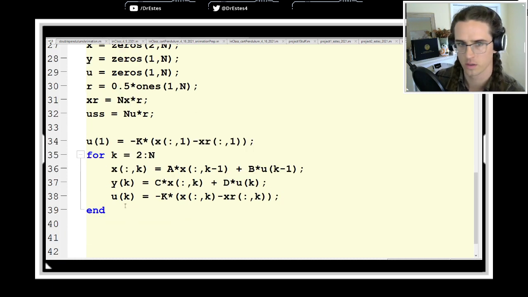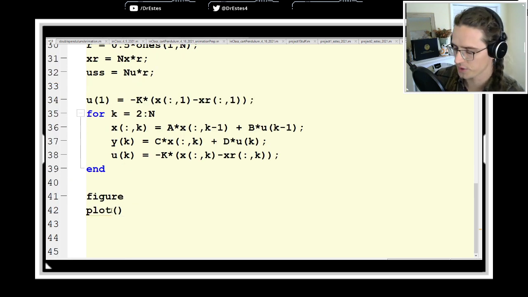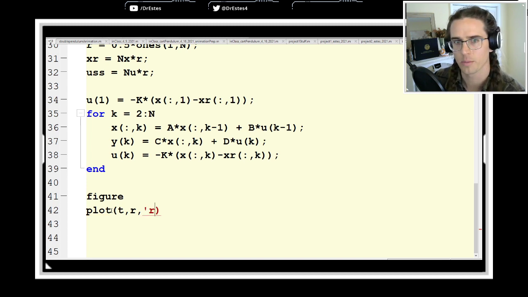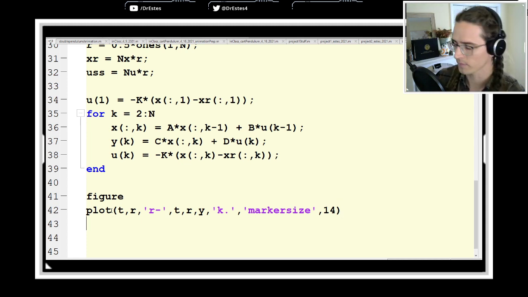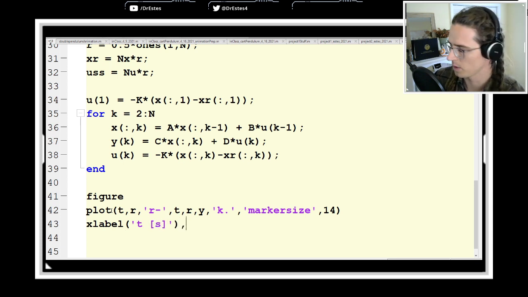Let's make a figure. First, let's plot the reference, and I'll make it like a red line. And then I'm also gonna, on the same plot, do the output. And I'll use black dots for this, and then I'll pump up the marker size so they're really visible. Maybe I'll make it like 14. So I'll make an X label. This should be time in seconds. And then I'll put a legend on here.